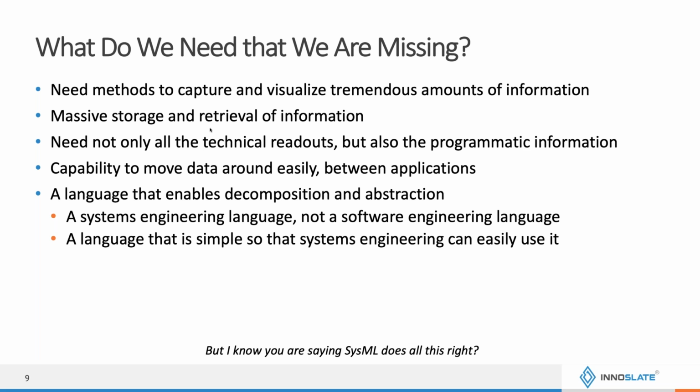So obviously the language has to still enable decomposition and abstraction, because that's what we do in systems engineering, right? We try to break down the problem so we can understand it, but then we can oftentimes bring it back up to a higher level in a different way, and that gives us a new way of looking at the problem. That technique's critical to what we do. So I feel like we need a systems engineering language, not a software engineering language. We need a language that's simple enough that systems engineers can use it easily and use it for all of the stakeholders.